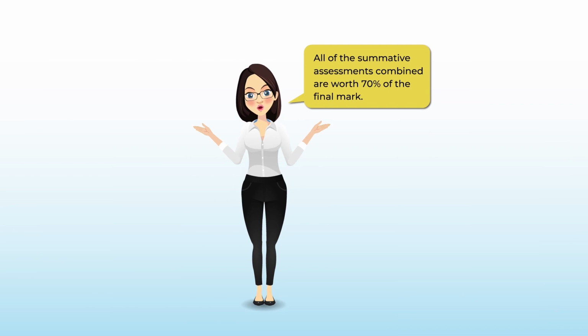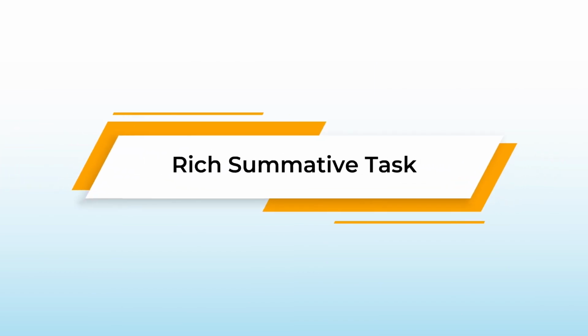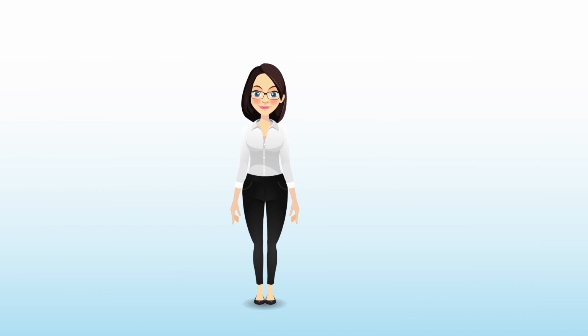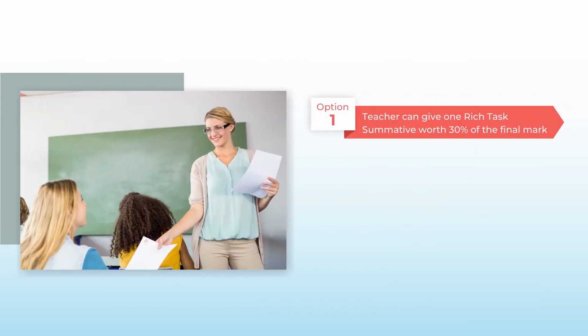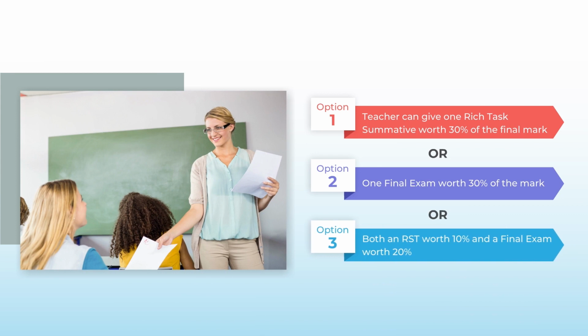All of the summative assessments combined are worth 70% of the final mark. The rich summative task can be worth 30% of the student's grade. Therefore, the teacher can give one rich summative task worth 30% of the final mark, or one final exam worth 30% of the mark, or have both an RST worth 10% and a final exam worth 20%.